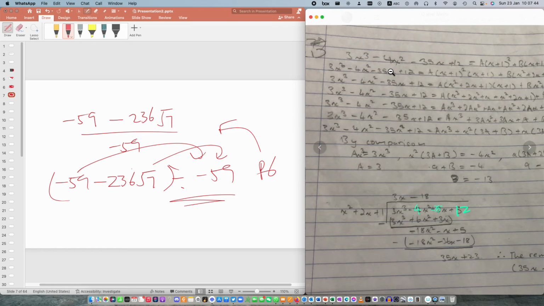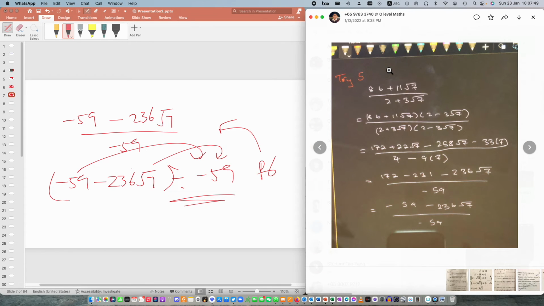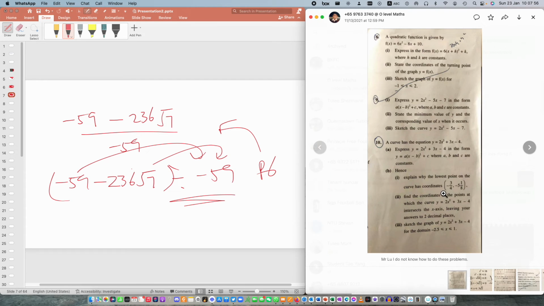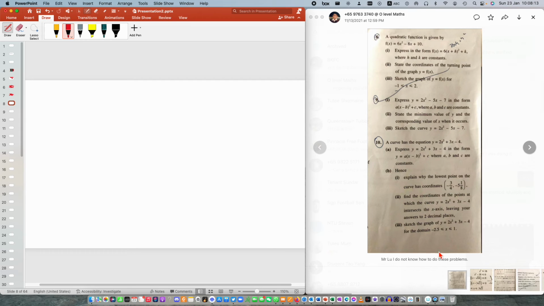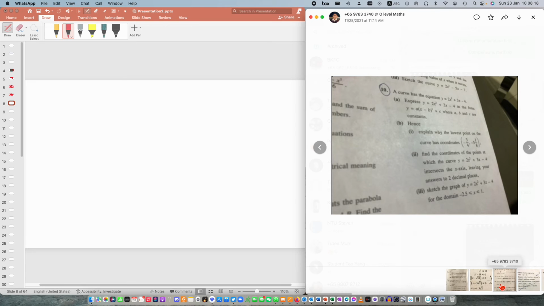Okay, but actually the question says hence. So if the question says hence, you cannot use the other method. Did I send you the question? Yeah, you sent me the question. Did you notice the question says hence or not? Okay, so when the question says hence, you cannot use long division. Hence means that you need to make use of part A answer, then continue. So if you use the other method, even if you get the correct answer, you don't get the marks. Got it?